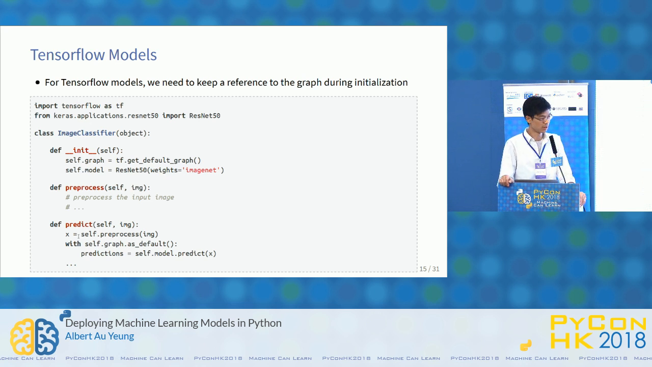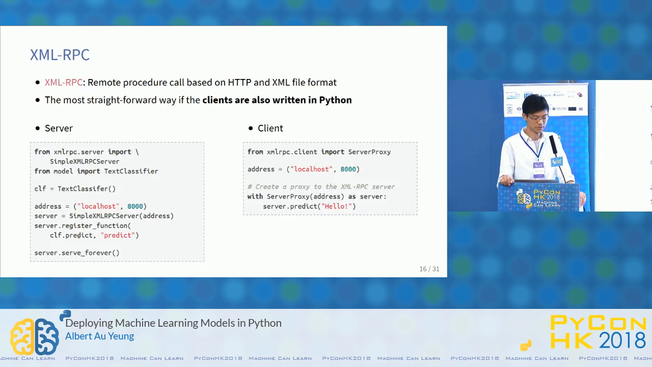So the first thing we mentioned is using XML-RPC. This is actually a very, very old technology. It is built on top of HTTP, and the messages are formatted in XML. In Python, there is a built-in library, so you can just call the built-in classes and functions, and then you have an XML-RPC server, and you can have a client immediately. I think it's the easiest solution if the components that are using the model are also written in Python.